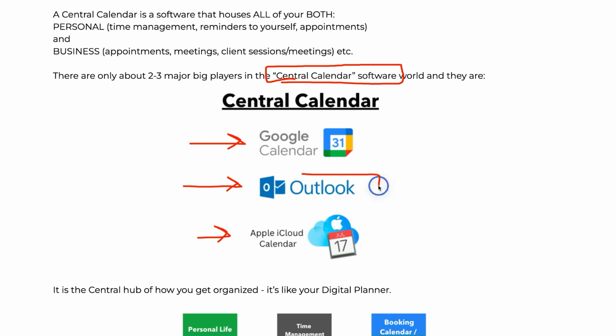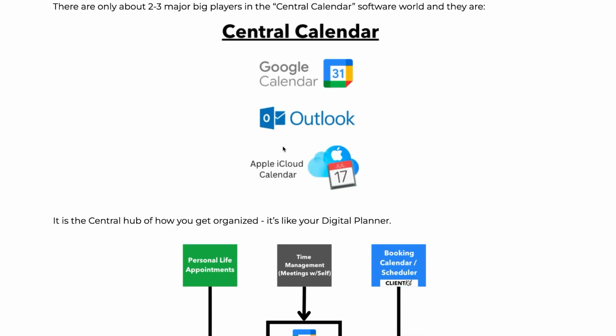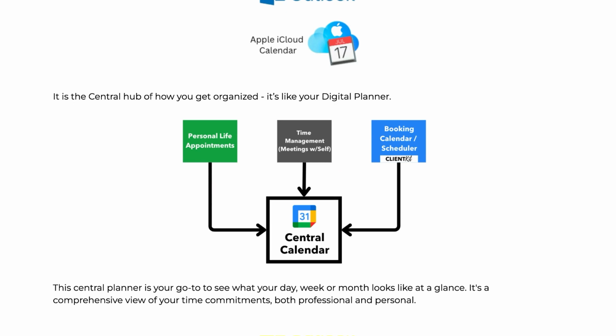And obviously, Outlook is not as popular in the mainstream. Most people are going to be using it for 9 to 5. And then Google Calendar, of course, a lot of people are familiar with that as well. So these are examples of central calendars. And what a central calendar does is that it acts as really the central hub of where everything gets organized, right? It's kind of like your digital planner.